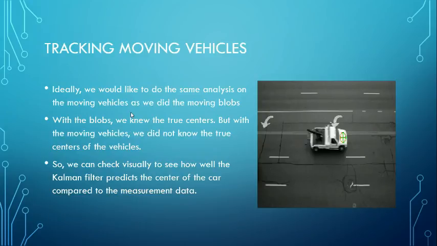But what if we want to track moving vehicles? Now, unfortunately, it's not as easy to do this. Ideally, we want to do the same techniques, the same analysis on moving vehicles as we did the blobs. But the problem is we don't know the true center of these vehicles. Since the blobs were created by me in MATLAB, I obviously have the centers, I can compare them. But with moving vehicles, we don't have those centers, and so it's really hard to track and measure how well our filters are doing. So the next best thing we can do is to compare them visually.